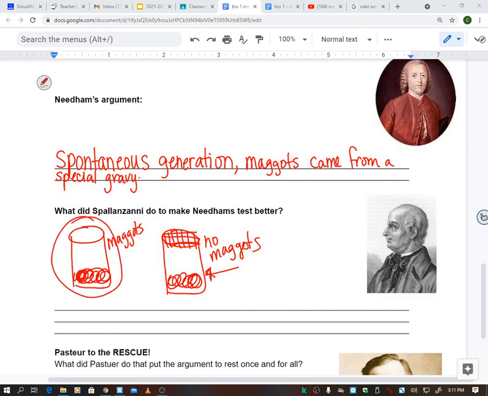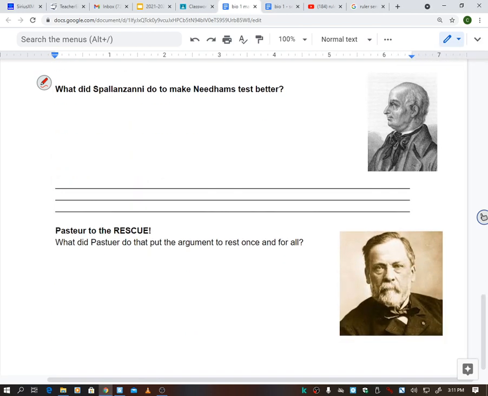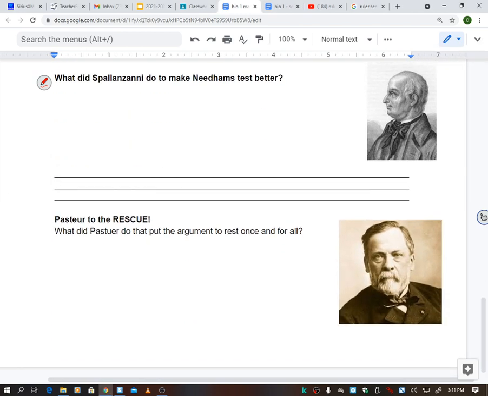So, Pasteur to the rescue. All right, if you've heard of pasteurization, pasteurized milk, then this is the scientist that we have to thank for that. He has done a ton for the scientific community. So what he did to put this to rest, and he was like, fine, I'm going to give you your special gravy. So what he did is he had a contraption that looked like this with this special gravy.